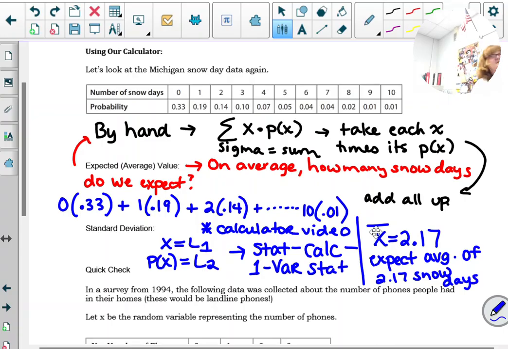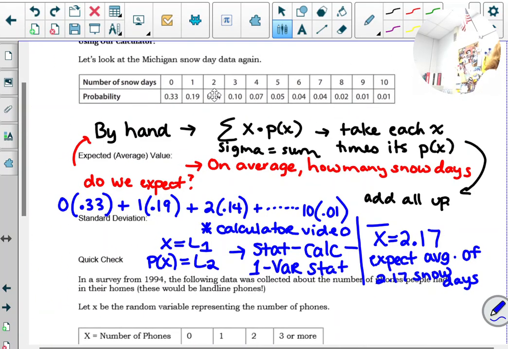Some years will have more than that. Some years will have less. More years will probably have less than more. But if we went over 20 years and I counted up how many snow days were in every year and averaged them together, if we're still following this probability chart, we're going to expect about that many snow days, about 2.17. It makes sense because if you look at the data, 33% and 19%, that's already like 52% of the snow days are 0 and 1. The other half of the snow days are 2 through 10. So every once in a while we might have a bigger one that brings the average up a little bit. But 33%, 19%, most of them are down here. We're going to expect about 2.17.